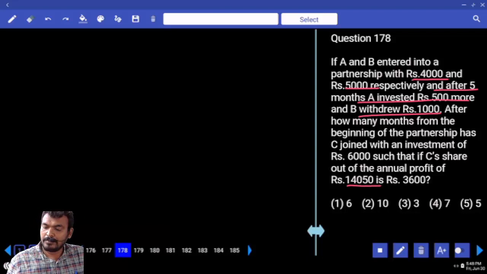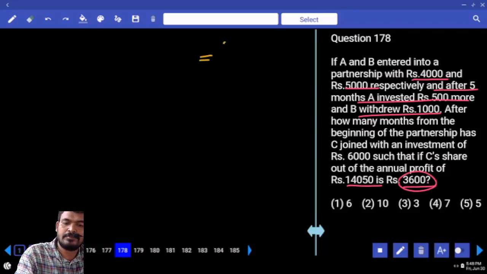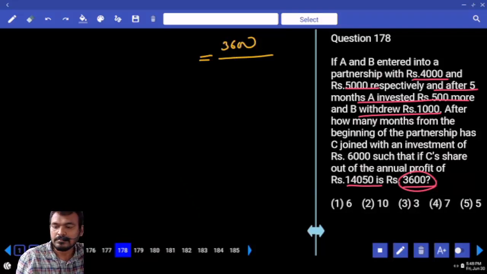Finally, what is the total profit given? 14,050. In that, C's profit is 3,600. C's profit is 3,600 out of 14,050. What is the remaining? 14,050 minus 3,600, that is 10,450.